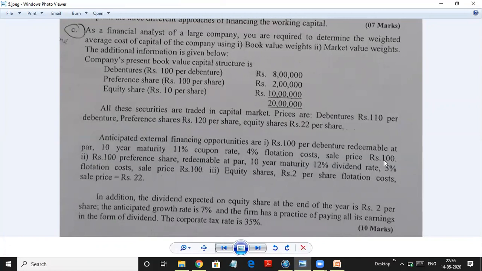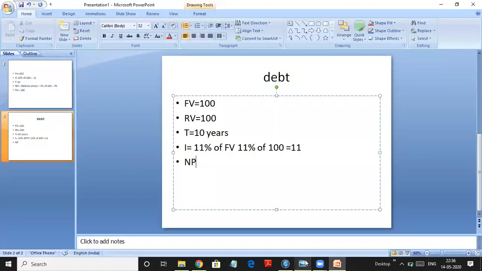4% flotation cost, sale price 100. So sale price is nothing but the net proceeds. So net proceeds is equal to 100, the sale price, minus 4% flotation cost of face value. Flotation cost we usually calculate on face value. So 4% of 100 is 4 rupees. So 100 minus 4 rupees, net proceeds you will get 96. And what is this 100? This 100 is the sale price.